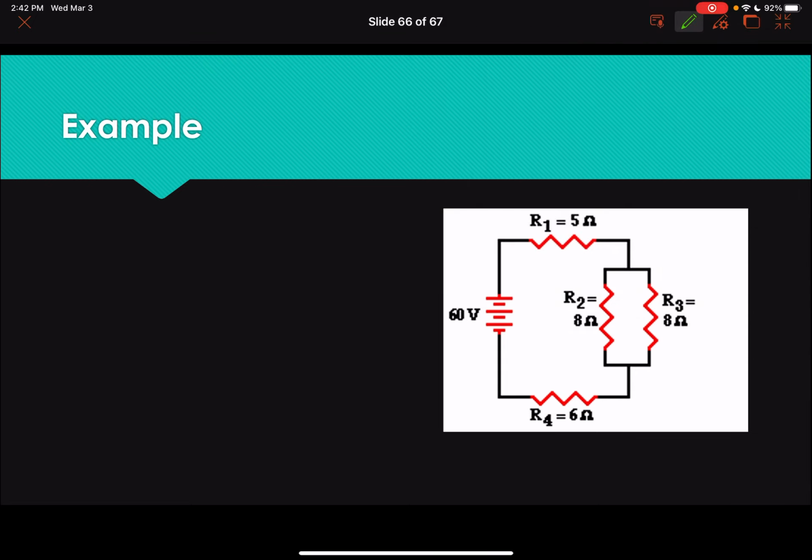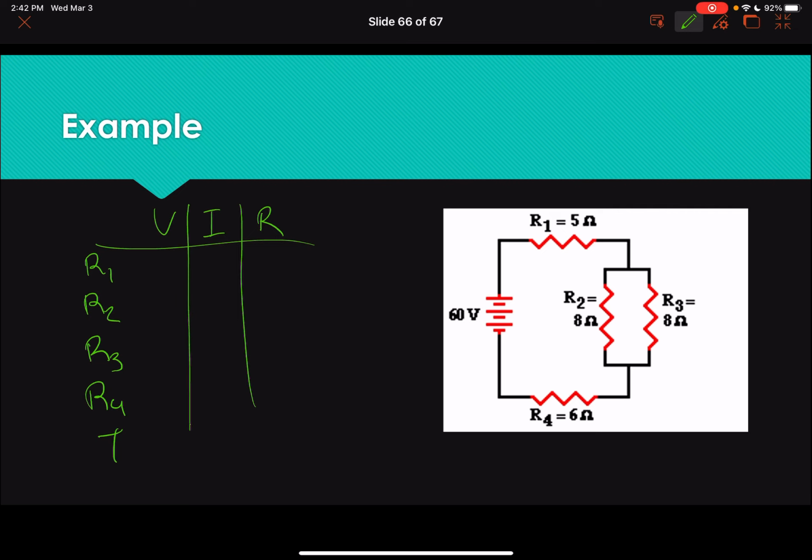So what we're going to do is our VIR chart, with columns for R1, R2, R3, R4, and the total, just like last time. Okay, and I'll leave a little room on the side to do some extra work. So let's write them all in. R1 is 5, R2 is 8, R3 is 8, and R4 is 6. Okay, and then the total voltage is 60.